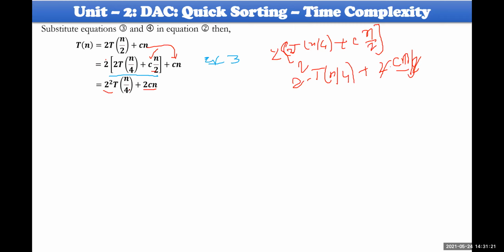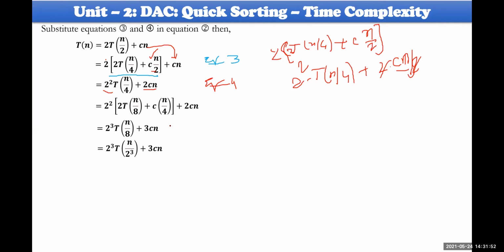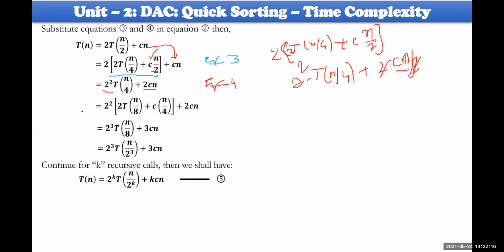Okay. Then substitute the value of T of n by 4 from equation 4. From equation 4, if you look into this, 2 square into 2T of n by 8 plus C of n by 4. Then here also 2 square into 2, that is 2 cube, T of n by 8 plus, so this 2 square, the 4 value, will get cancelled. Cn plus 2Cn is 3Cn. That's how we have to get this particular equation. And we could convert everything in terms of powers of 2. Already 2 cube is there, 8 also been converted into 2 cube, and 3Cn. Now, continue this process for k recursive calls. Then this equation will be 2 power k into T of n by 2 power k plus kCn. Let us consider this is equation 5.